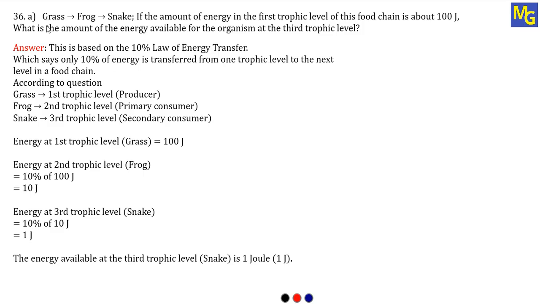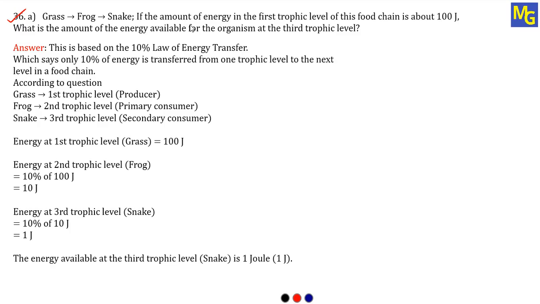Now the next is question number 36. Because it has a sub question: grass, then the arrow frog, then the arrow snake. So it is a food chain which is given. Grass is eaten by frog, frog is eaten by snake.